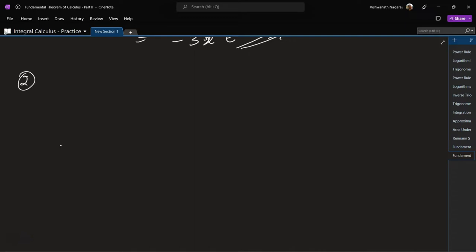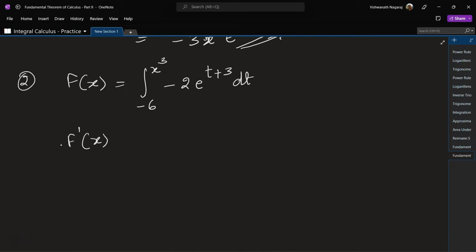Second one, capital F of x is equal to the integral from minus 6 to x cube of minus 2 e to the power of t plus 3 dt. So we have to differentiate this. So this would be equal to, we have to differentiate this. So d by dx of the integral from minus 2 to x cube of minus 2 e to the power of t plus 3 dt.